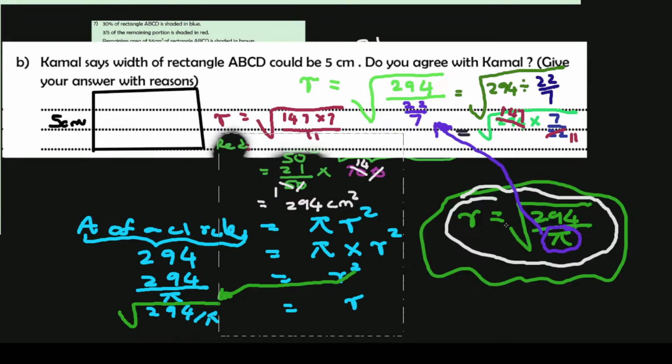Let's get a blank surface here. All right, let me try to manage the space. So what is the radius? I'm writing over here. 147 times 7 is 1029. So the radius is the square root of 1029 divided by 11.